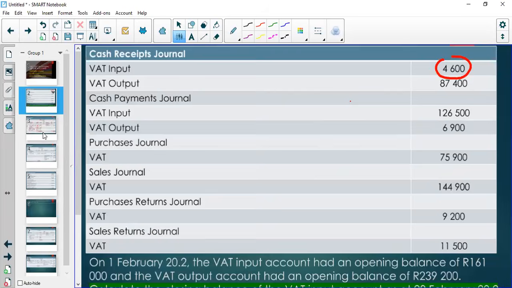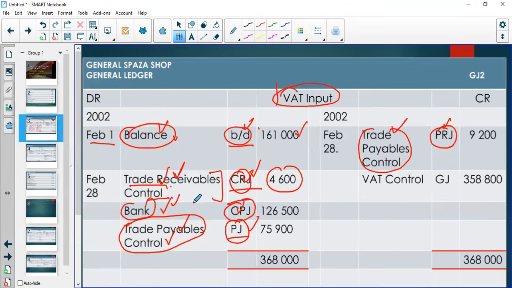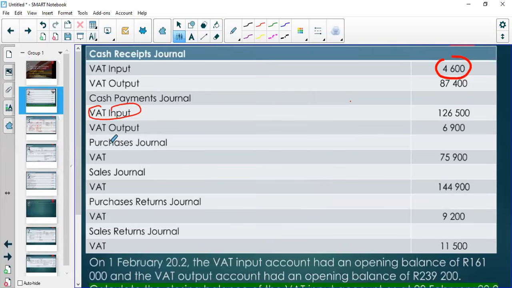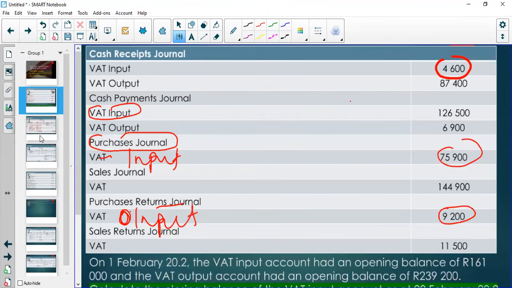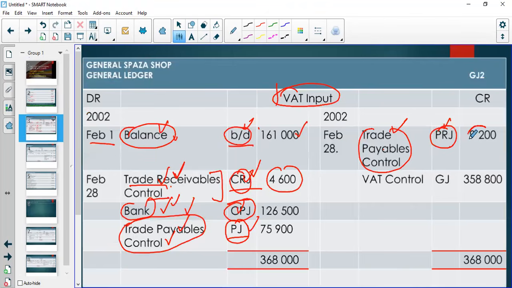And you remember that we also have a VAT input here from the cash payments. So we're going to put that under bank because we were making a payment. Then you remember that we also have the purchases journal, on credit. So this is going to be VAT input, right? And your purchases returns is going to be VAT input again, but it's a reversal. So that's 9,200 on this side.